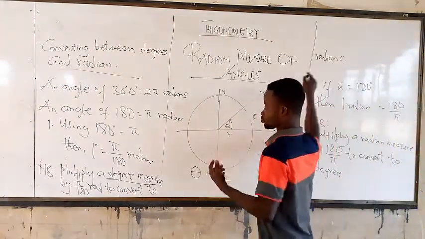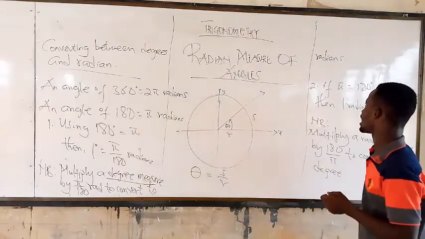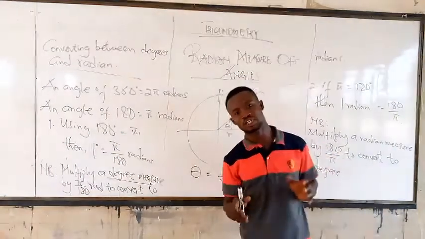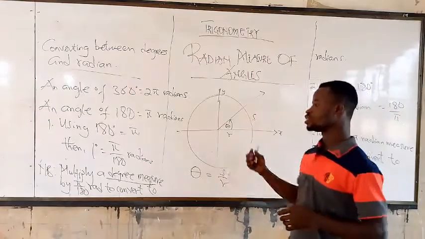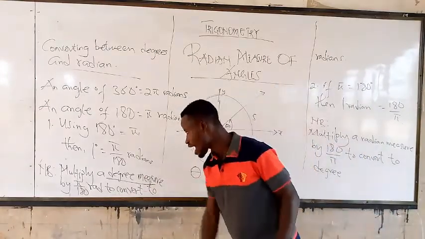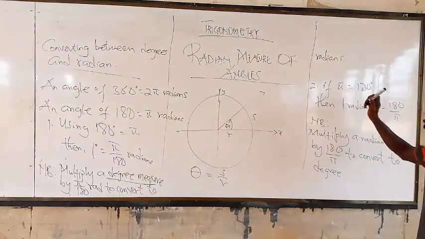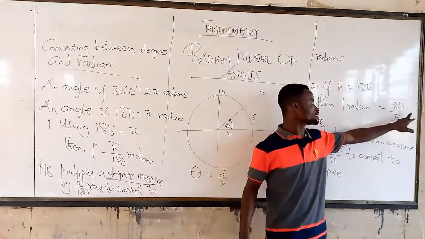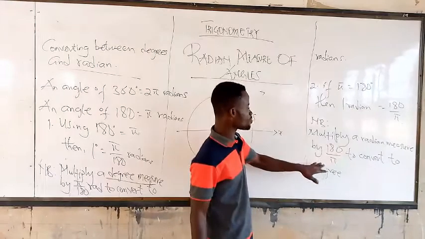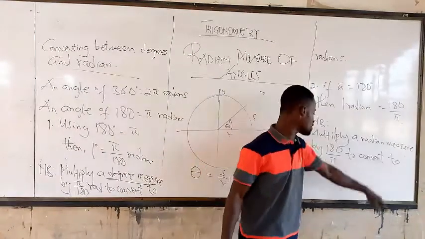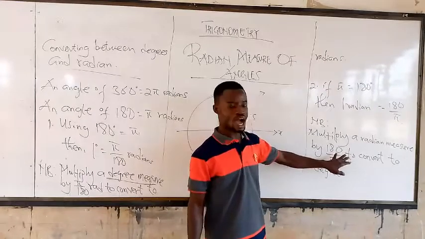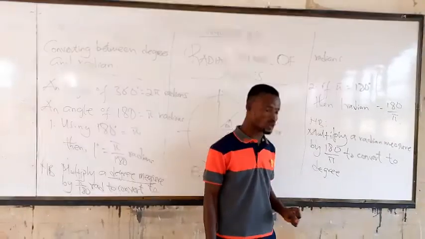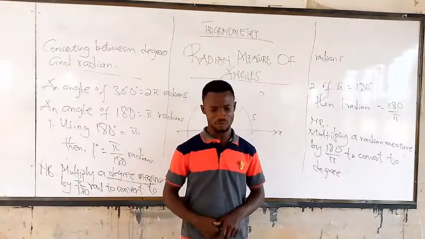That means that if you have an angle in degrees, to convert to radians you multiply by pi over 180. And if pi is equal to 180 degrees, then 1 radian is equal to 180 over pi. Multiply a radian measure by 180 over pi to convert to degrees. So that is all we want to say here.